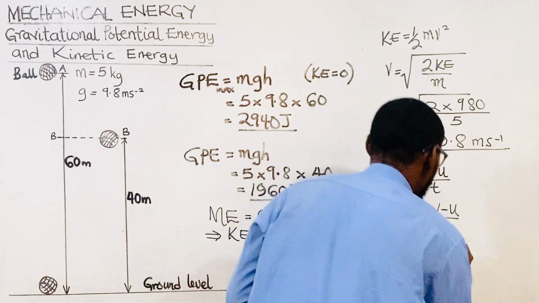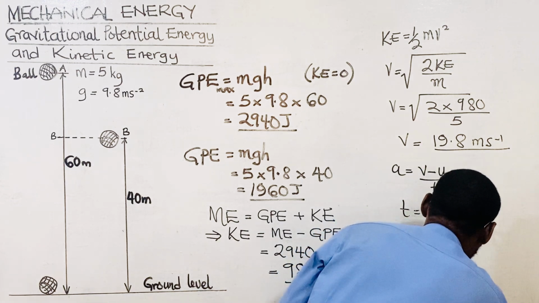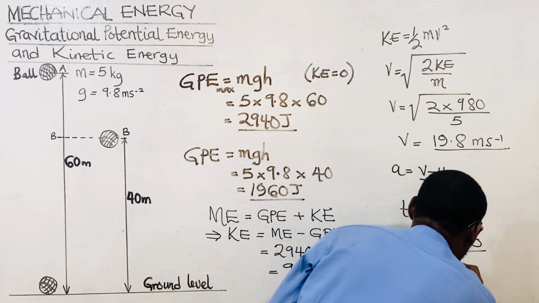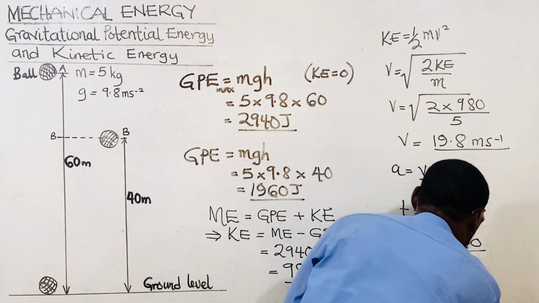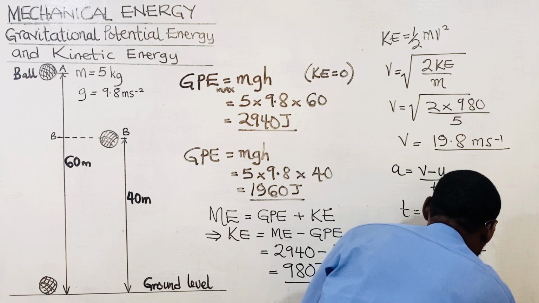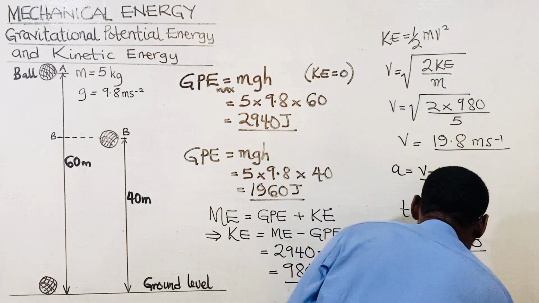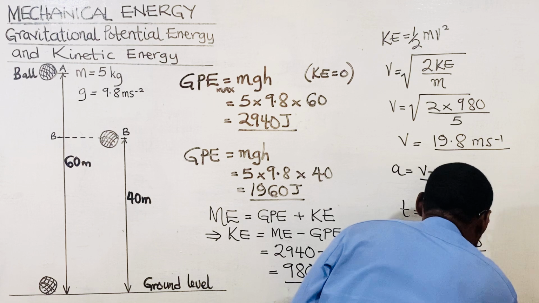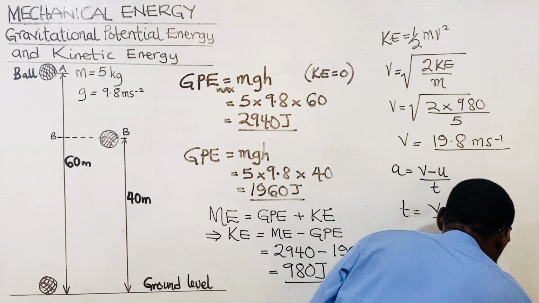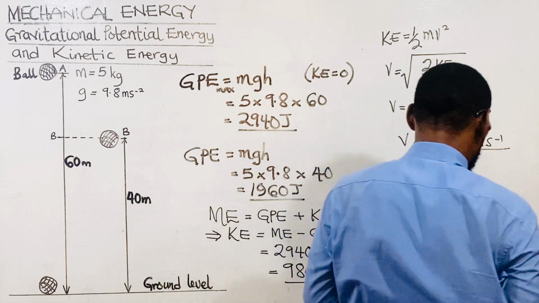So our velocity there, 19.8 meters per second, minus 0 meters per second all over our acceleration, which is 9.8 meters per second square. So we have 9.8 meters per second square. So what do we get over there? What does that give us? That gives us 2.02 seconds.